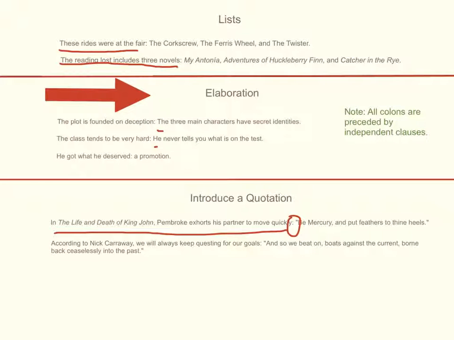According to Caraway, we will always keep questing for our goals. Again, independent clause preceding the colon, and then you have the quote.